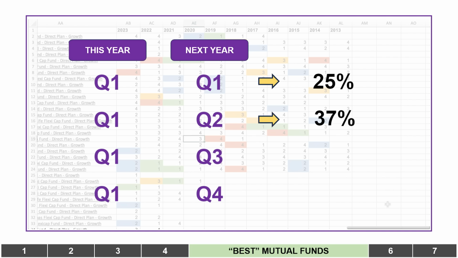In fact, a top performing scheme is more likely to become a quartile 2 fund in the very next year, with 37% of FlexiCap schemes meeting that fate over the last 10 years, and almost 40% of these best performers moving into Q3 or Q4 in the very next year.